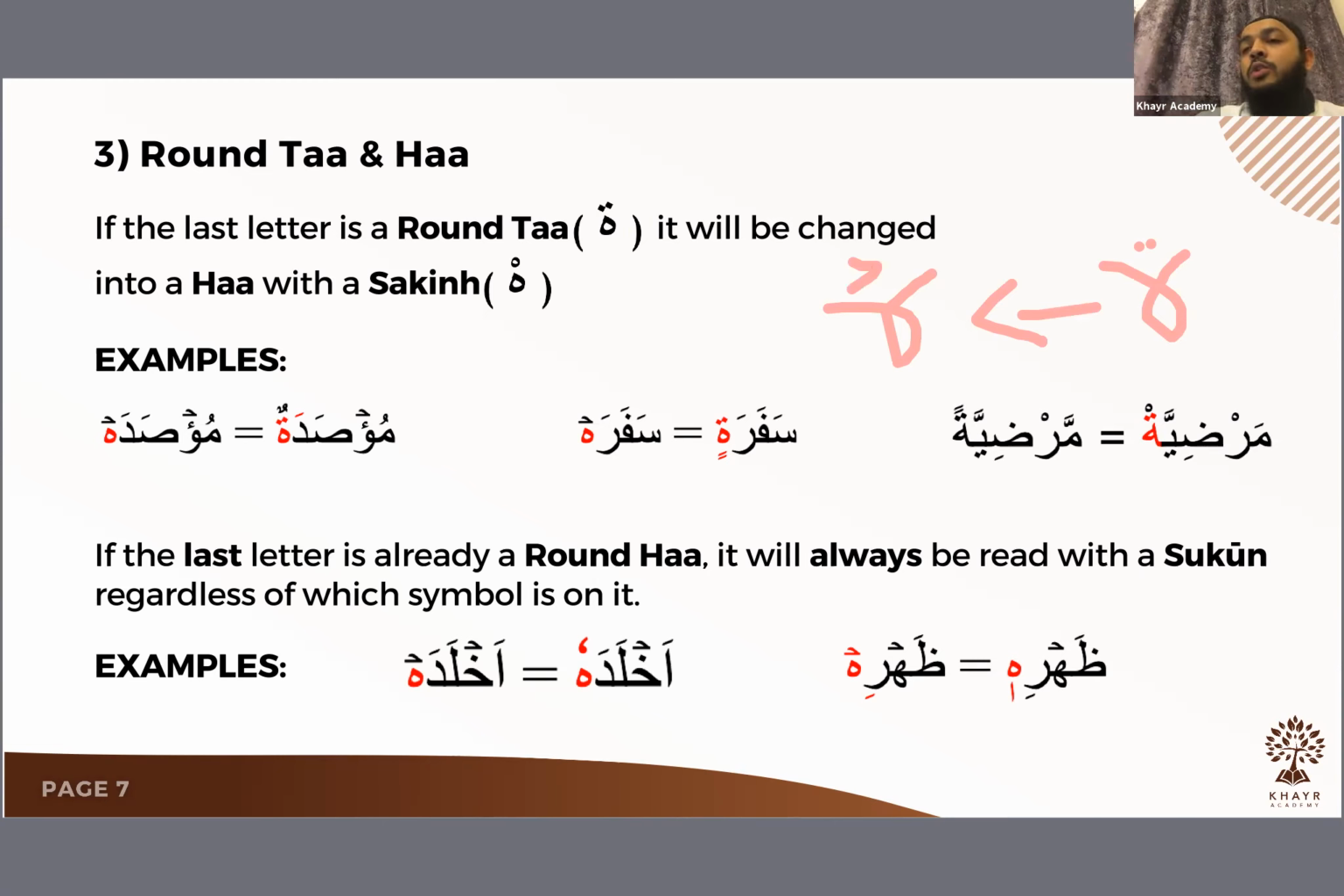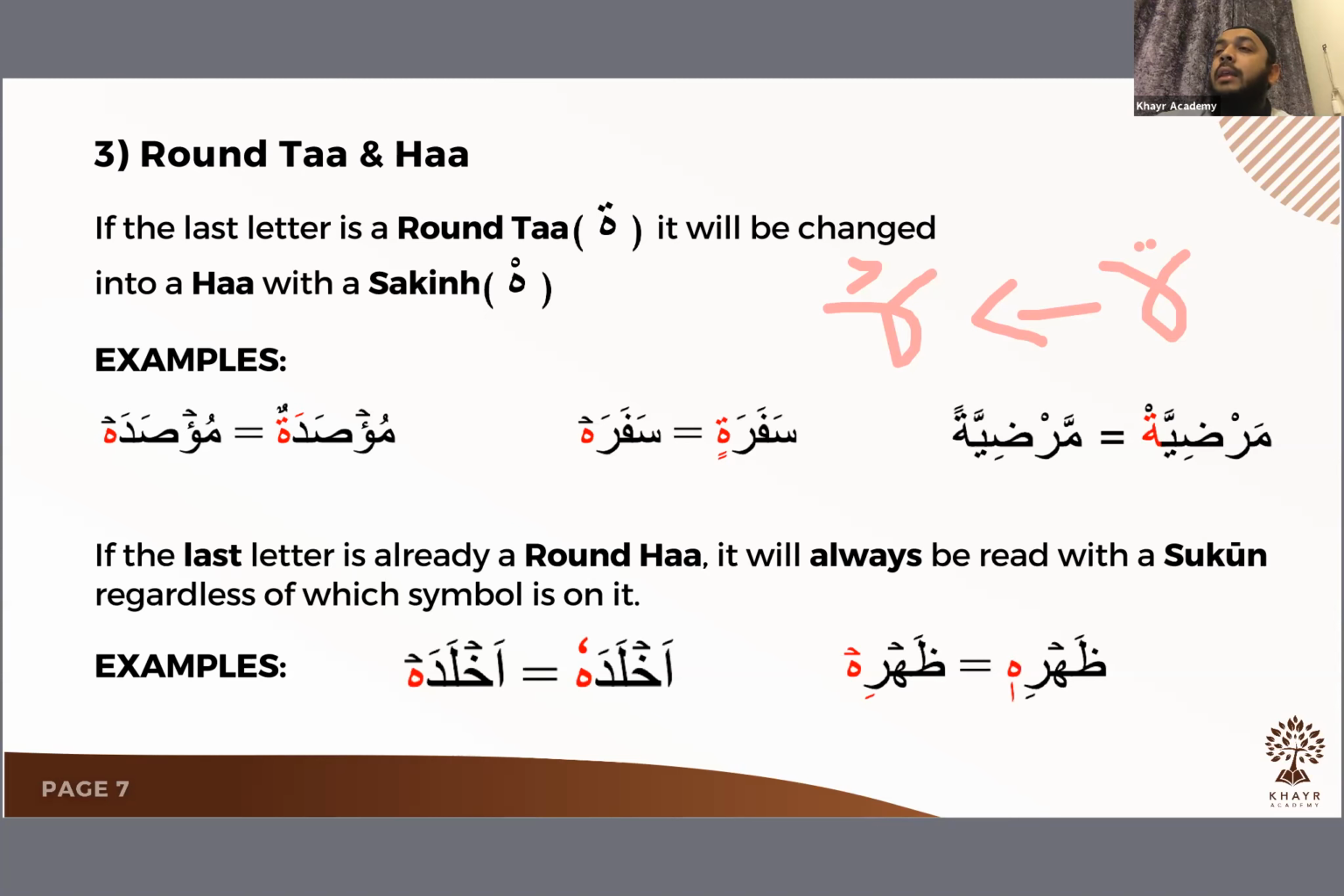So whenever you stop on a round ta, if you are going to carry on, it stays a ta. These rules are not about carrying on. These rules are about stopping. If you're going to carry on with two fatha, it stays two fatha. If you're going to carry on with one kasra, it stays one kasra. I'm talking about when we stop. These are the last letter, and we are stopping on that ta.